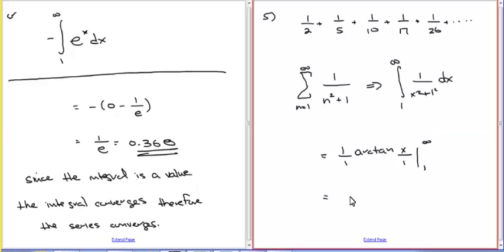So now we substitute in the upper limit minus the lower limit, and the angle whose tangent is equal to infinity is pi over 2. The angle whose tangent is 1 is pi over 4. So you get pi over 4. Again, this doesn't add up to pi over 4. It adds up to something else.